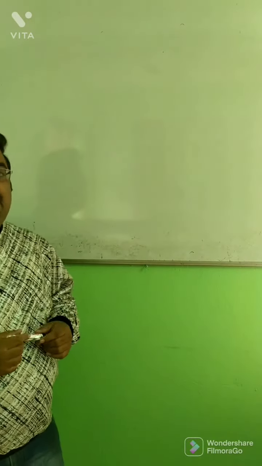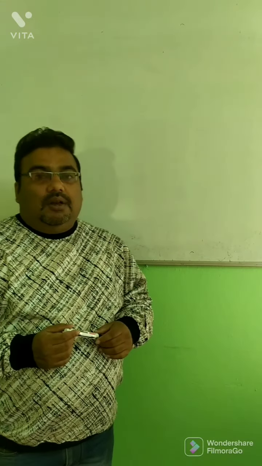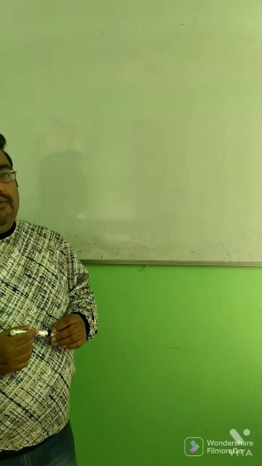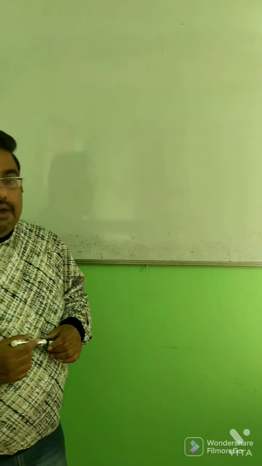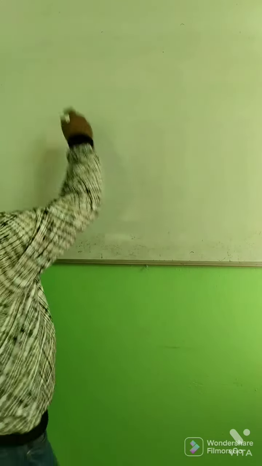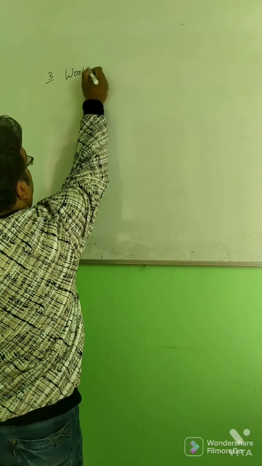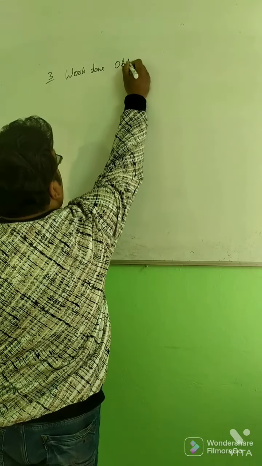Now continuing with the third case of work done, that is work done obliquely. In the first two cases we have discussed that when a force is acting in the direction of motion of the body, work done equals F into S, and when work is done against gravity, work done equals mgh. Now the third case is work done obliquely.